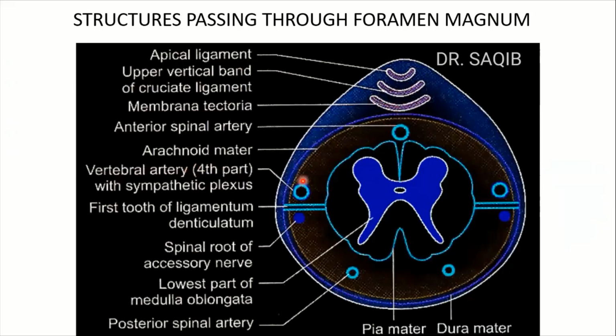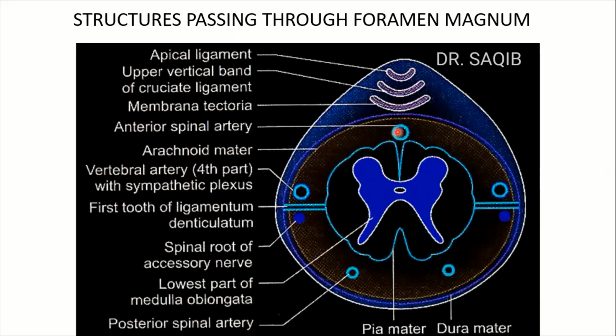And then through its center passes the lowest part of the medulla oblongata. This is very important. And these are the three cranial meninges, right? You could see this is the dura mater, and this is the arachnoid mater, and this is the pia mater. These are the three, and this is the subarachnoid space. And many structures are passing through this subarachnoid space.